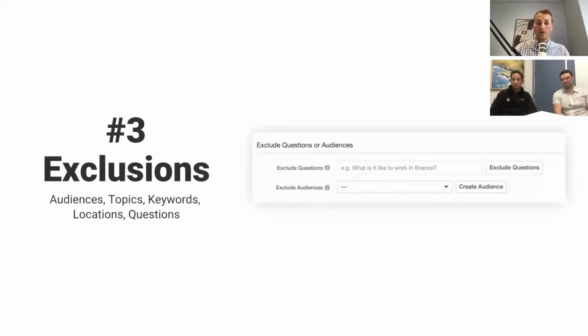Number 3, exclusions. This one is, in my opinion, underleveraged. You can exclude audiences, topics, keywords, locations, questions. You can really shape who you want to target and get rid of some stuff that you don't want to be next to. So make sure that you're going in at the ad set level, typing in your targeting, and taking advantage of those exclusions to really shape who you're wanting to reach.